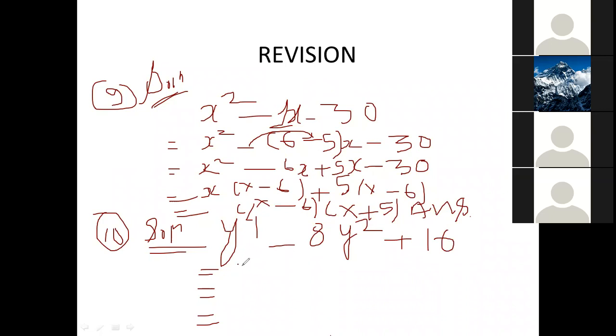We have to do this. Middle term break. Or you can do the formula method also. You can do middle term break also. Right? Can you do it? Because 4 fours are 16. 4 plus 4 is 8. And here is y square.